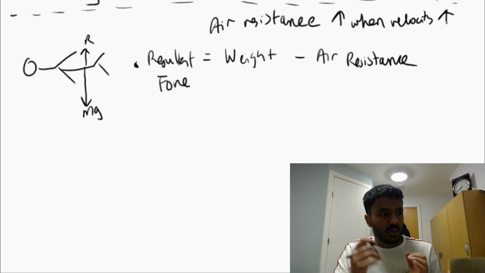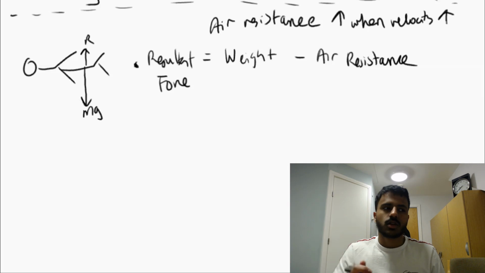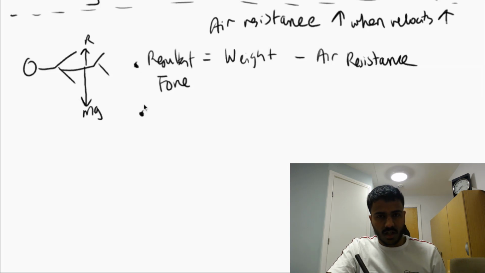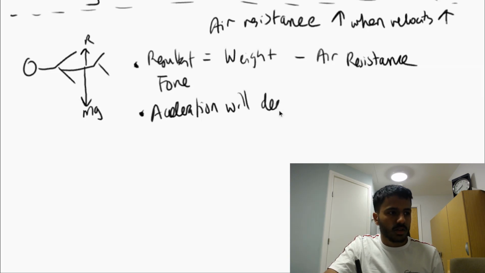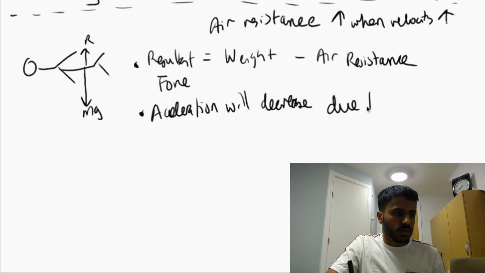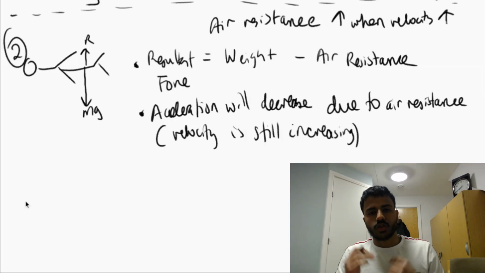From this diagram, we know that the length of the arrows represents the magnitude of the force. At this moment in time, the weight is still greater than air resistance. So this does still mean that the skydiver is accelerating downwards. However, because of the air resistance, this acceleration is lower. So the acceleration at this moment in time will decrease due to air resistance, but the velocity is still increasing. So he's still getting faster, but he's doing so at a slower rate.